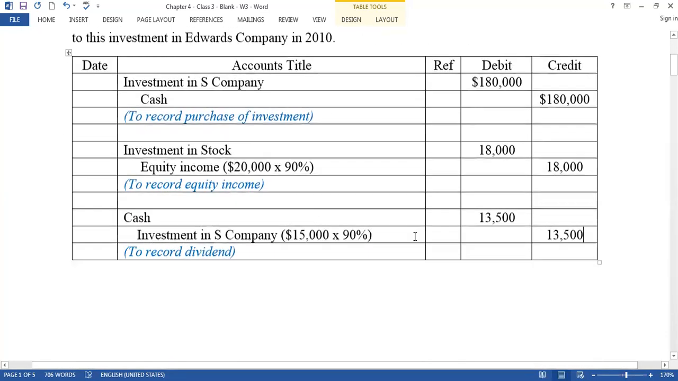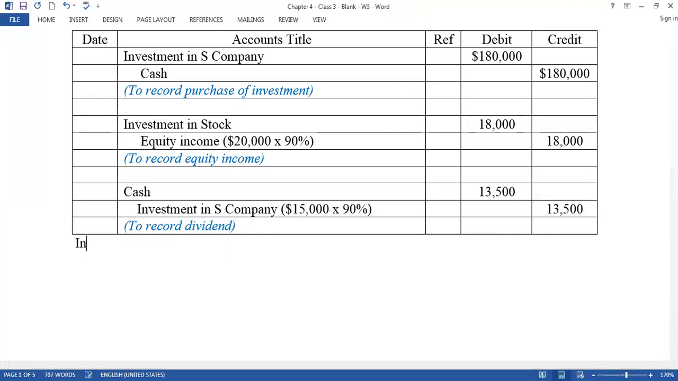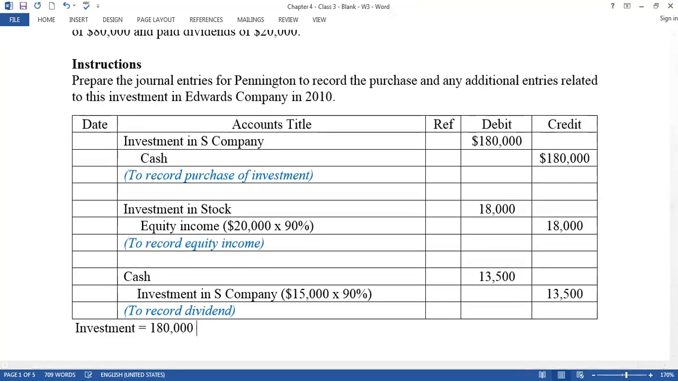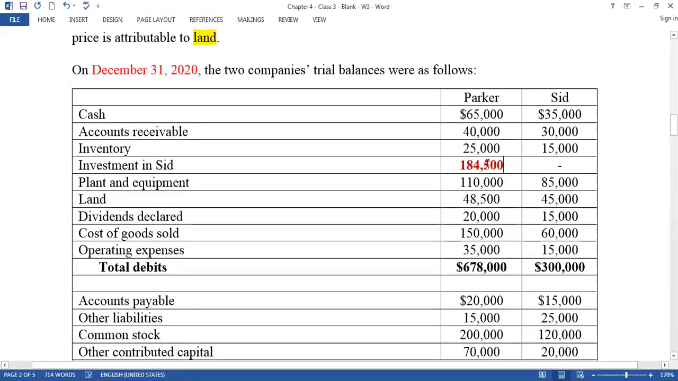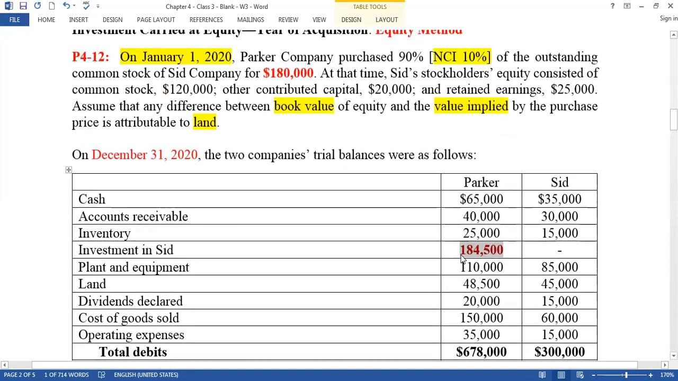Now you can see that 180. So investment equals 180,000 plus 18,000 minus 13,500, equal 184,500. Clear? So this 184,500 is here. This is the number. Okay. Clear?